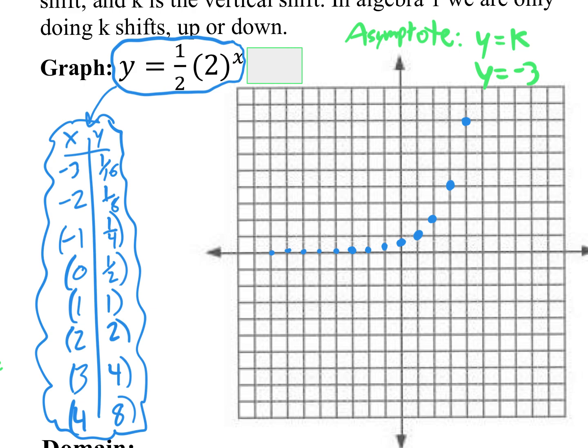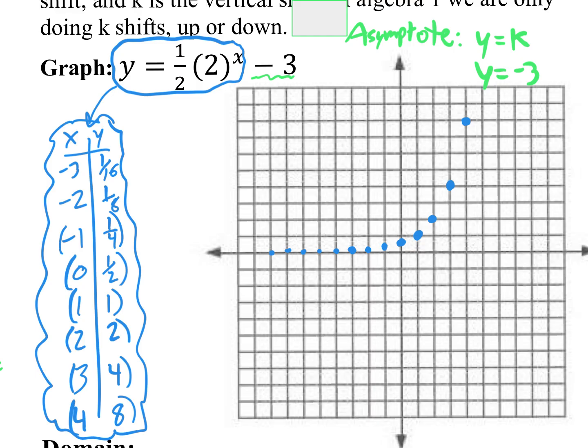This is the graph of y equals a times b to the x. It's missing the plus k. So in order for us to now include that plus k, in this case, the k value is -3, we're going to have to shift all of these coordinates down 3 units.